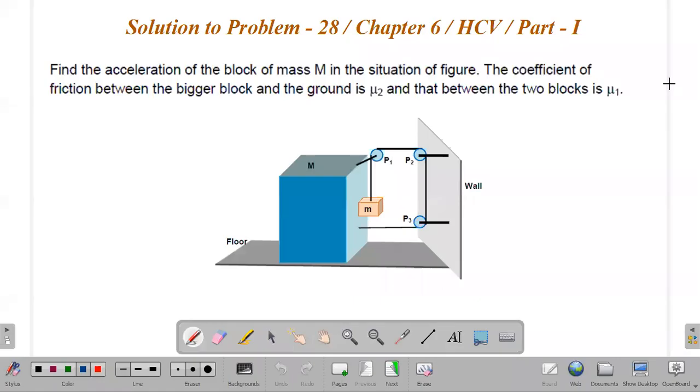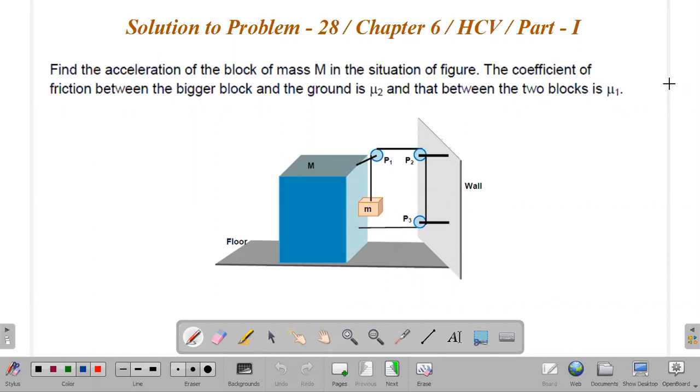Hello students, this is problem number 28 from chapter 6, H.C. Verma part 1, chapter friction. In this question we have two blocks of masses capital M and small m connected as shown in this figure. The three pulleys P1, P2, P3 are all frictionless, ideal pulleys.